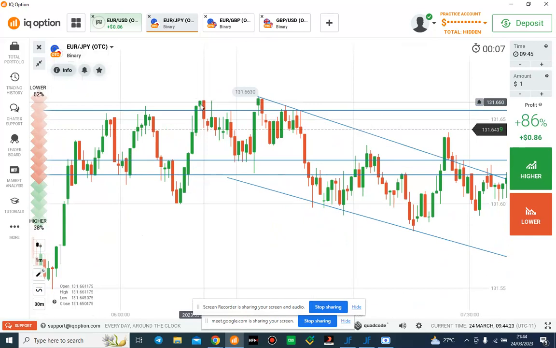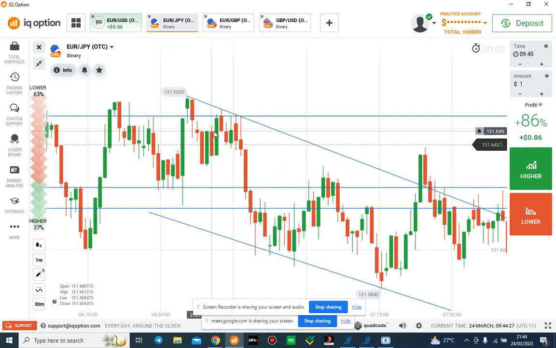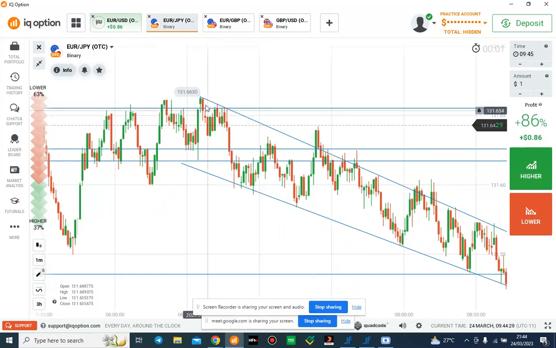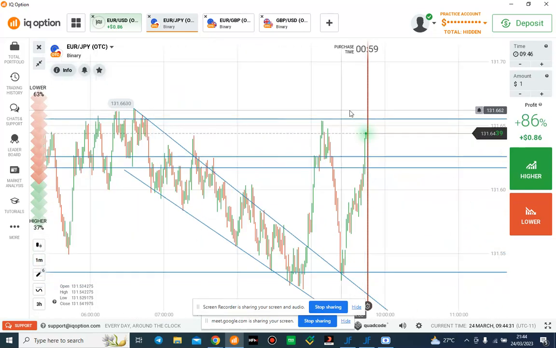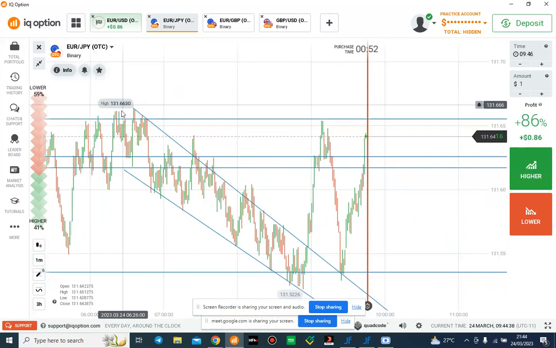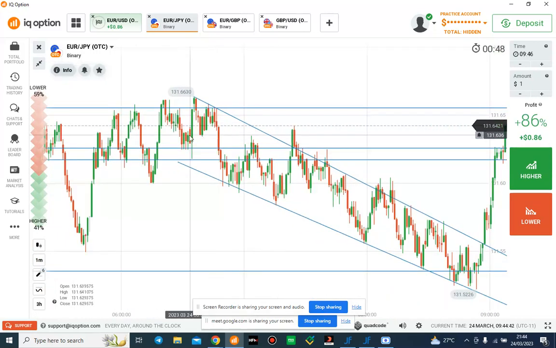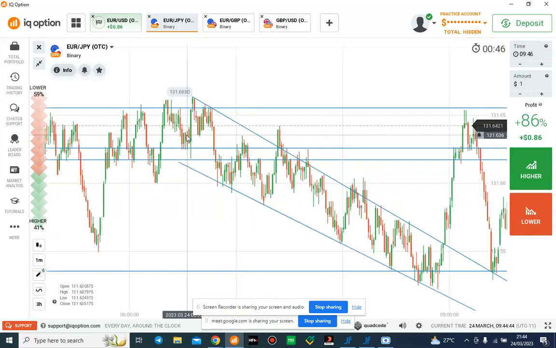Okay. So this is just the breakout, and that is the maximum pain area, maximum pain zone. So if the price breaks this line and closes inside the maximum pain zone, the market should reverse. But as the market is still going up, let's see what we have here.